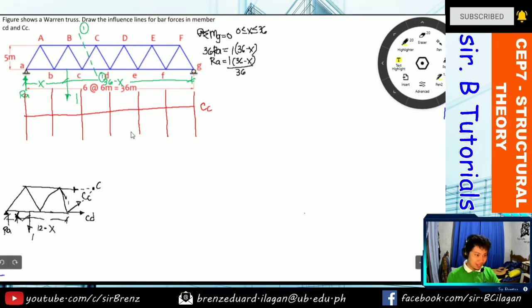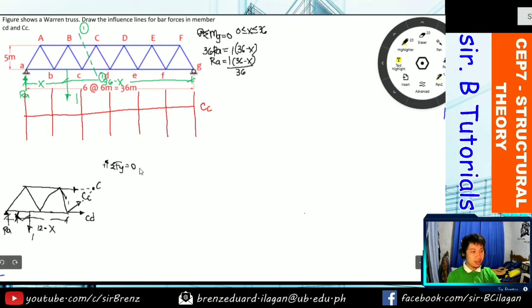Okay, so let's get back to this problem. So we're solving for the CC. Ang gagawin ko, magta-take lang tayo ng summation ng forces ng Y. So assuming upward direction as positive, take summation ng forces ng Y equals to 0.